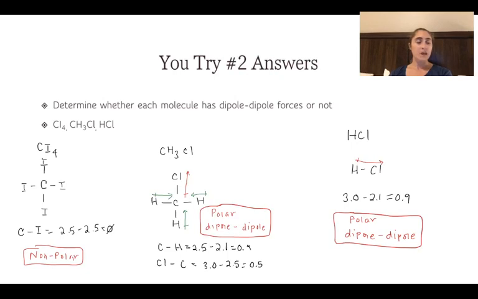Okay, here we go. Determine whether each molecule has dipole-dipole forces or not. Here's CI4. CI4 is nonpolar, so there are no dipole moments. CH3Cl is polar. It has a net electronegativity that can be added up because not everything cancels out, so it does have dipole-dipole forces. And HCl is polar, and it also has a dipole-dipole force.